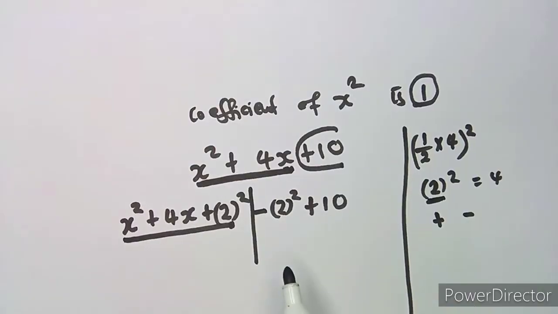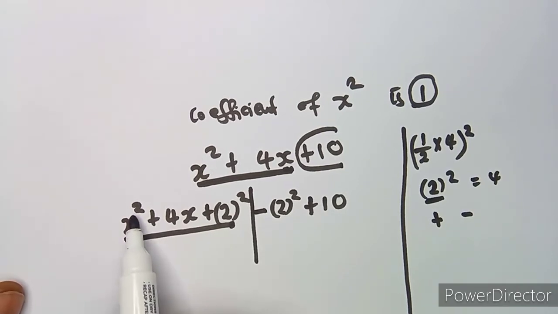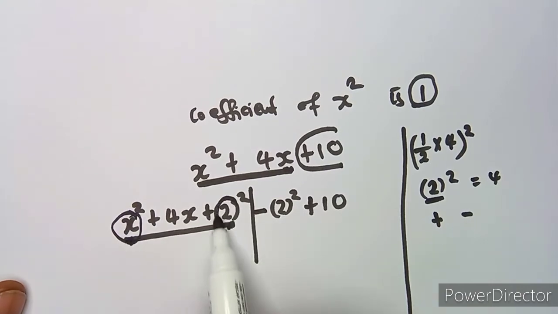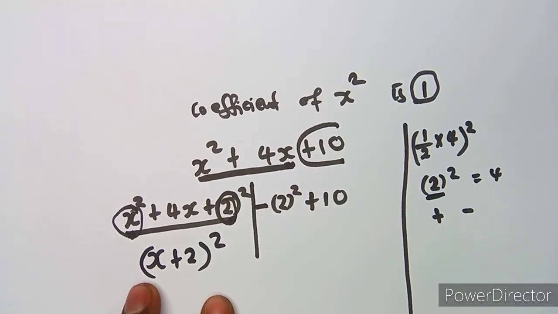All right, so this is what you're going to do. You have got your x. Like I said, to factorize this, you're going to focus on the first term and the last term. That's your x here and your plus 2. So this is x plus 2 squared, like this. By doing this, you have already factorized.